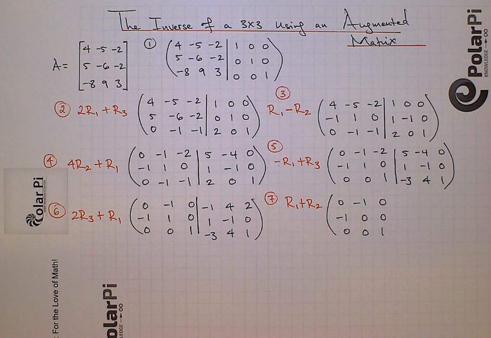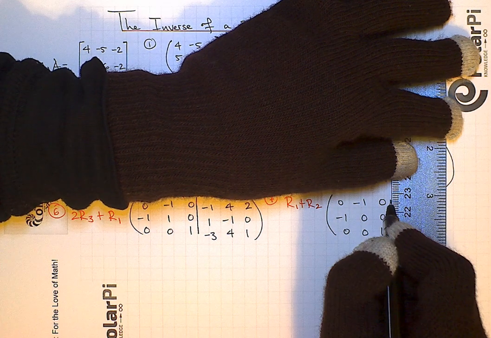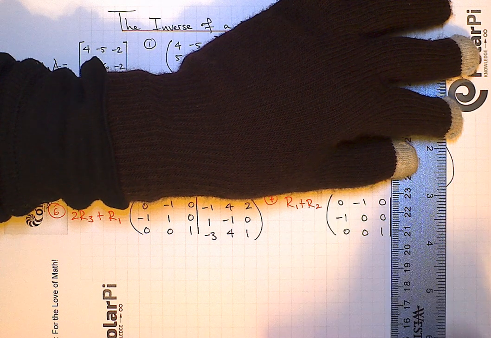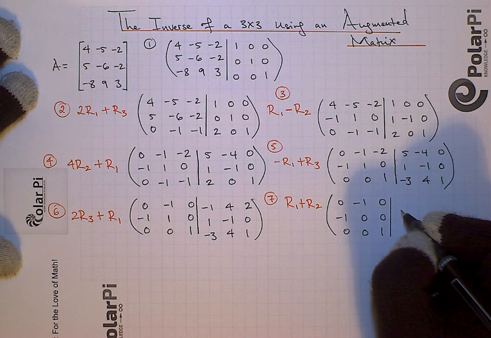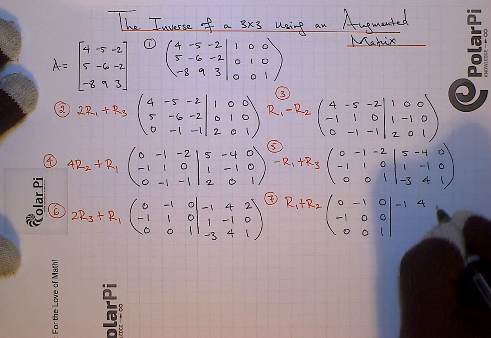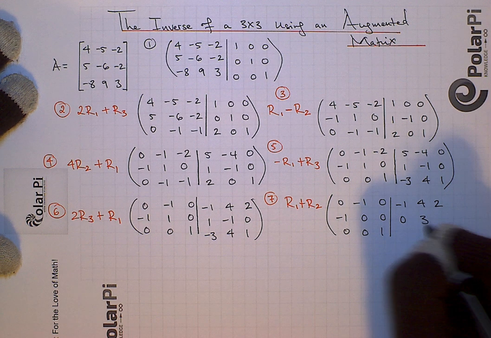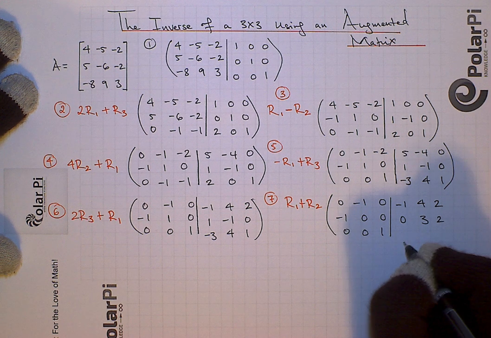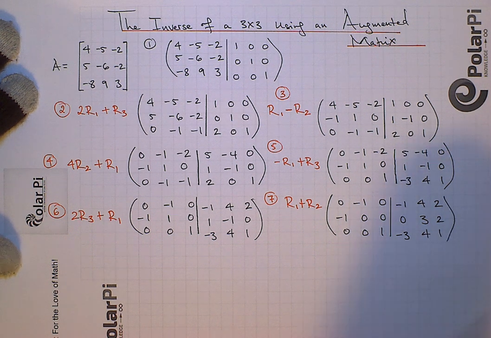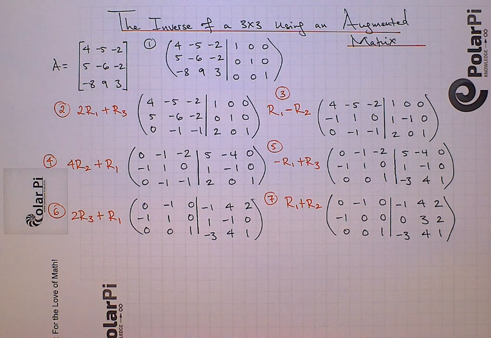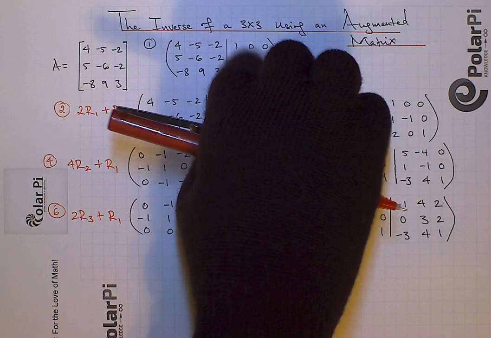Right there. Okay, cool. And then on the right side we'll have negative 1, 4, 2, and then we'll have 0, 3, 2, and then we have negative 3, 4, and then 1. Yeah? Okay, cool. All right, almost there, guys. This is looking nice, almost getting there, right?